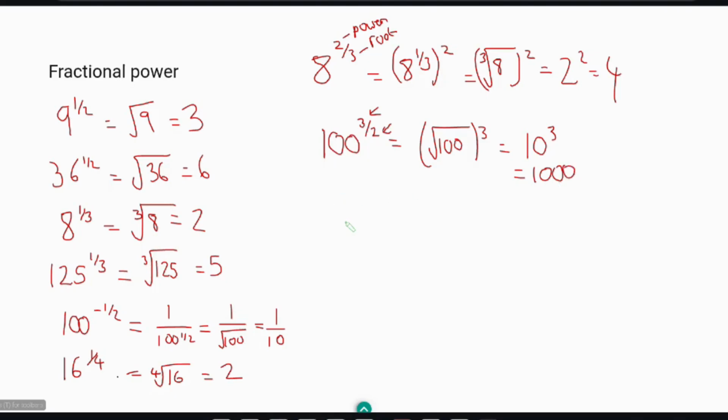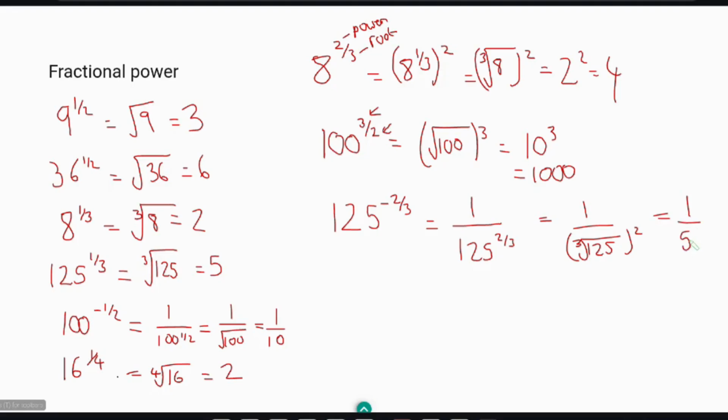Okay, what about 125 power negative 2/3? It is a fraction. 1 at the top, 125 power 2/3 at the bottom, which is the same as 1 over cube root of 125 squared, which is the same as 1 over 5 squared, which is 1 over 25.